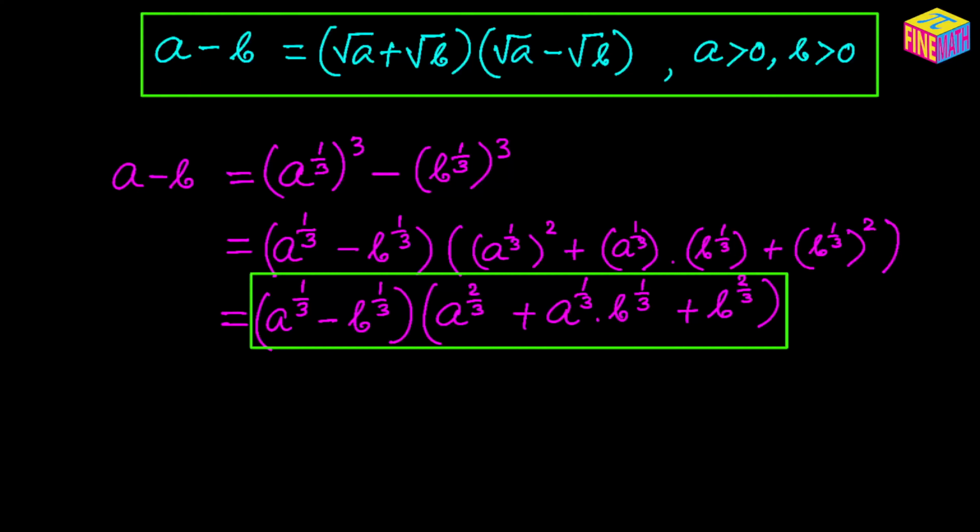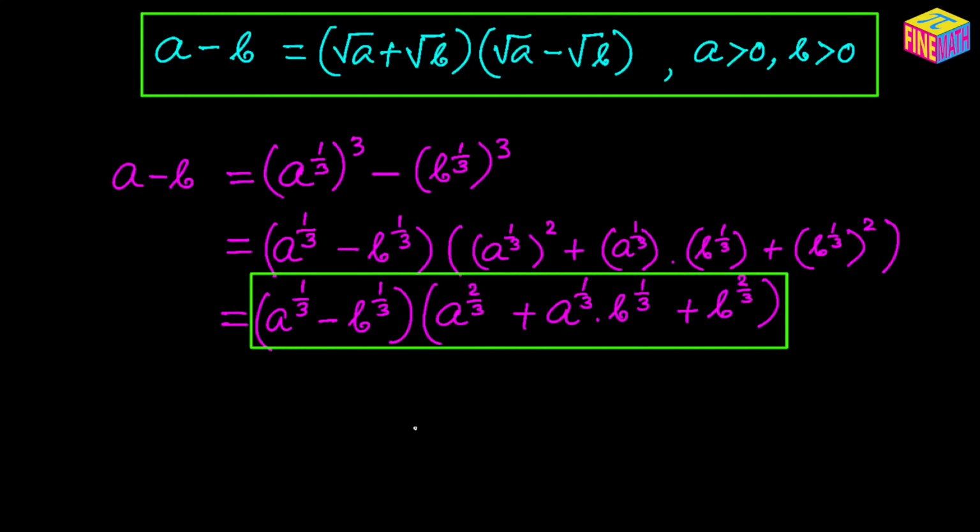Now you see that we can factor a minus b in two different ways. We can factor it as square root of a plus square root of b times square root of a minus square root of b. That is one factor form, and the other factor form is a to the power 1/3 minus b to the power 1/3 times a to the power 2/3 plus a to the power 1/3 times b to the power 1/3 plus b to the power 2/3, right?